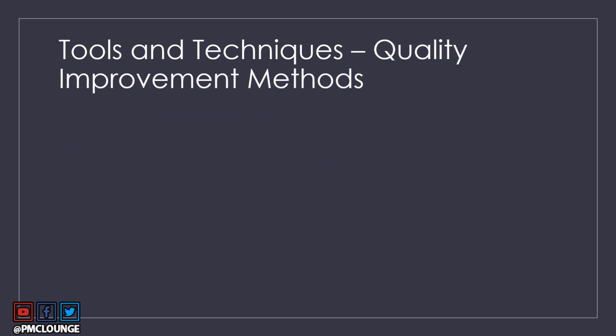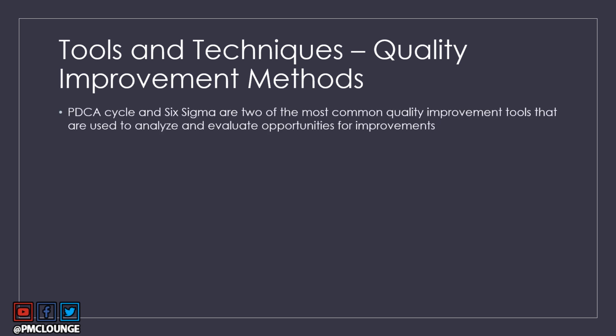Finally, the last tool is quality improvement methods. The PDCA cycle and Six Sigma are some of the common quality improvement tools. We have already discussed PDCA, Plan, Do, Check, Act, and Six Sigma in our previous videos as well. So these are typically used to analyze and evaluate opportunities for improvement. These are the quality improvement methods employed, one of the tools and techniques of the managed quality process.